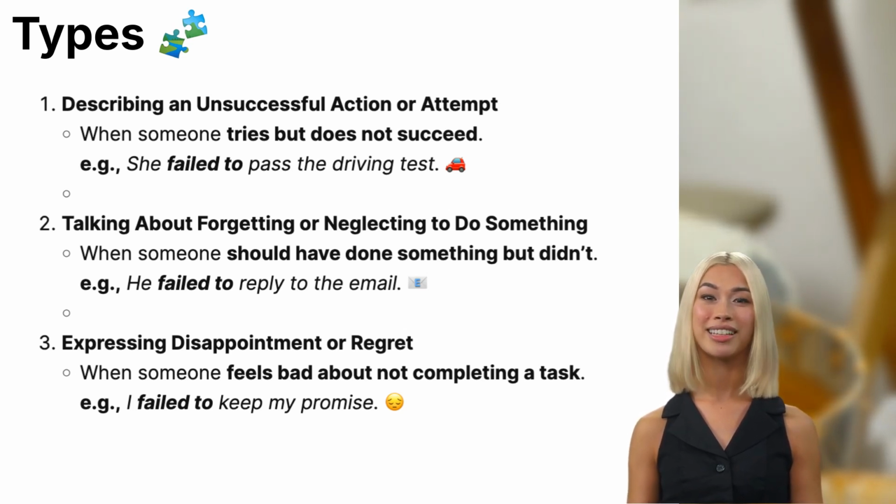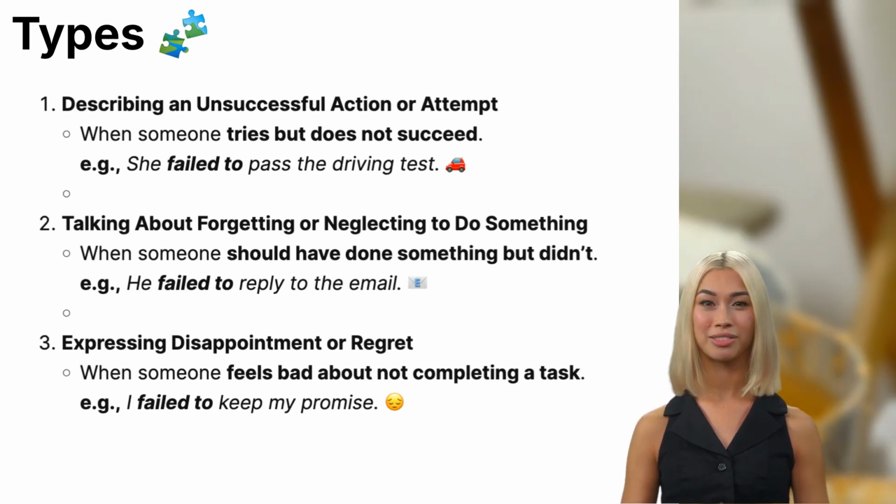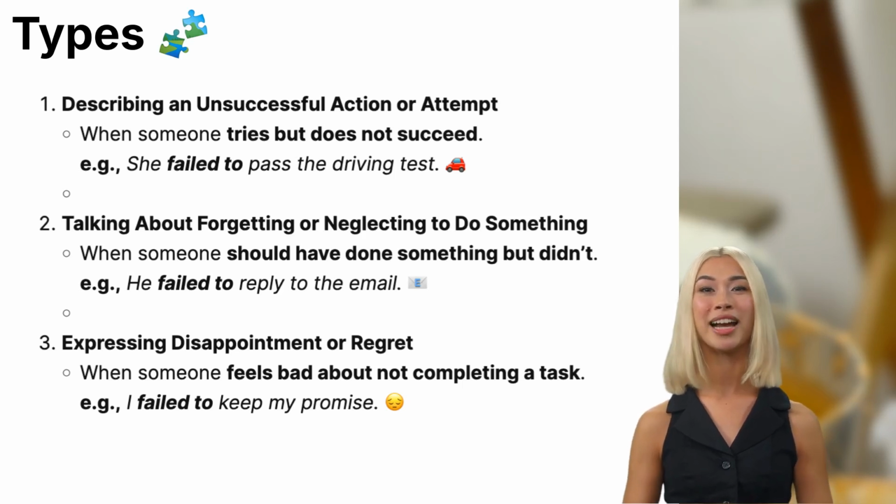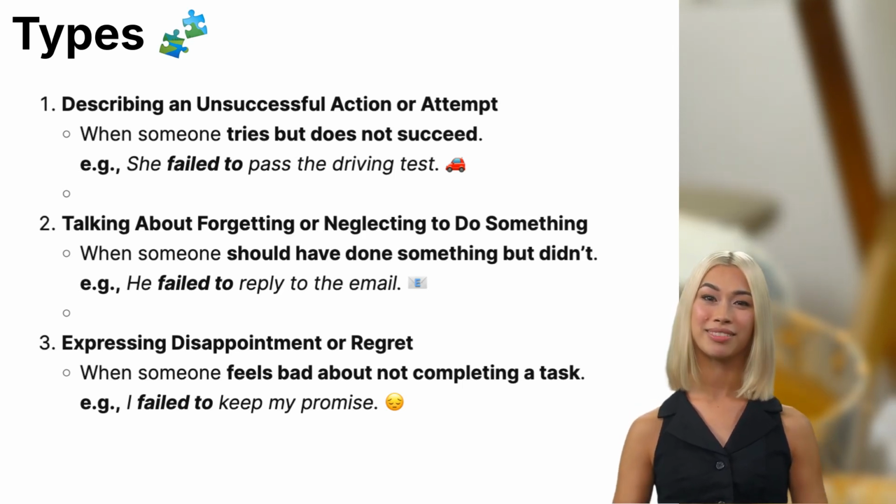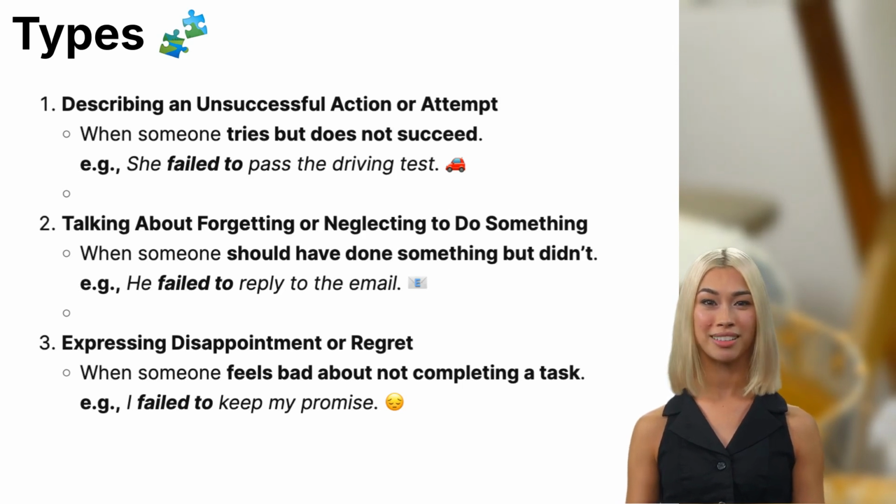3. Expressing disappointment or regret. Sometimes we use "fail to" to show we feel bad about not doing something. Example: "I failed to keep my promise." This means I couldn't do what I promised, and I regret it. More examples: "He failed to support his team." "We failed to meet the deadline."